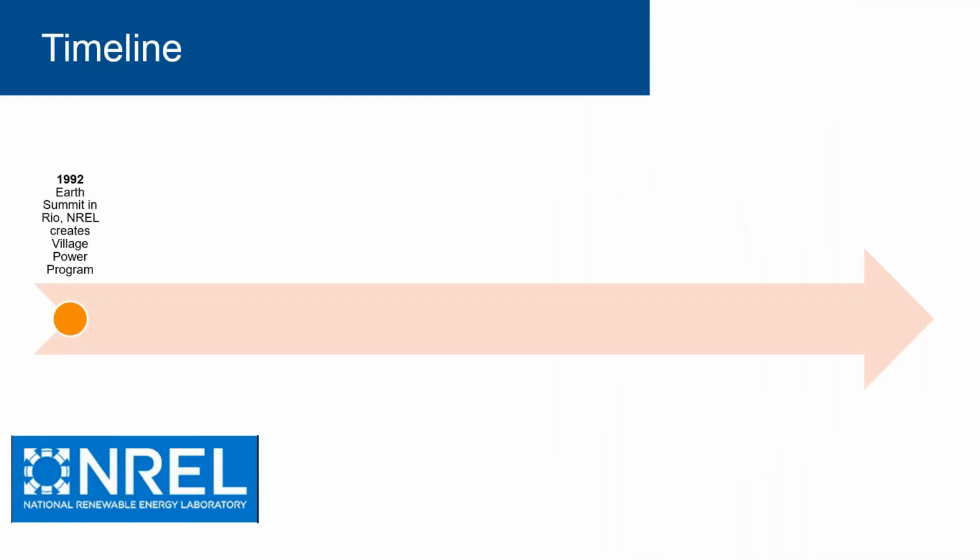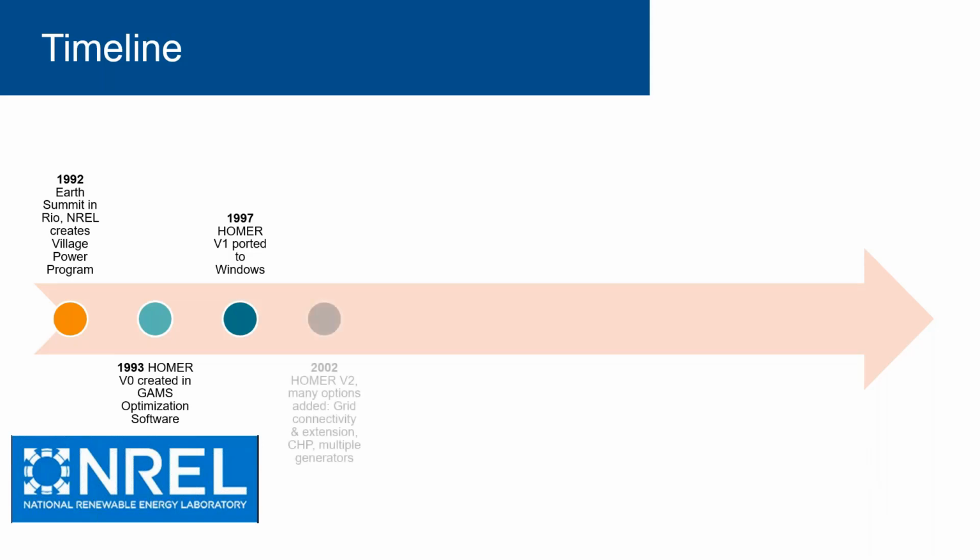Talk a little bit about the history. HOMER originated at the U.S. Department of Energy's National Renewable Energy Laboratory here in Colorado, following the 1992 Earth Summit in Rio. It was part of a program there called Village Power that was intended to assist with rural electrification in developing countries. Peter Lilienthal wrote the original HOMER in a third-party program, GAMS, that was designed for optimization analysis. And then in 1997, a Windows version was created.